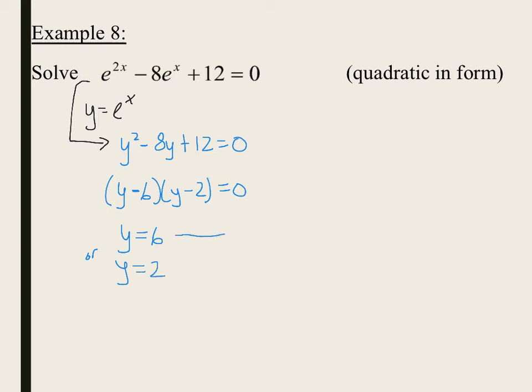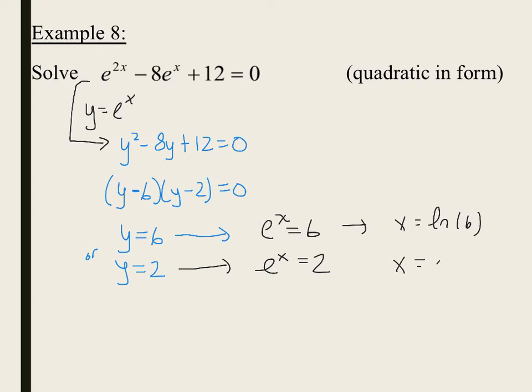But now we're going to substitute back in. So this is e to the x is equal to 6, and this is e to the x is equal to 2. This is x is equal to the log of 6, and x is equal to the log of 2. And that's it.